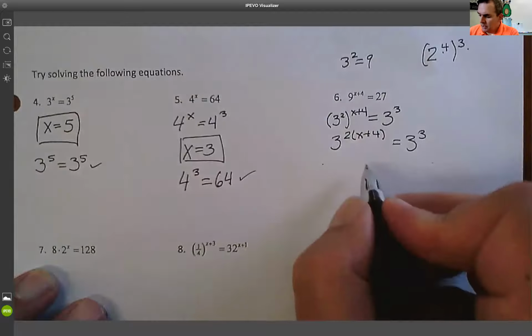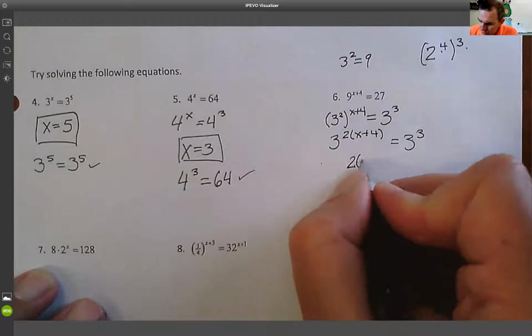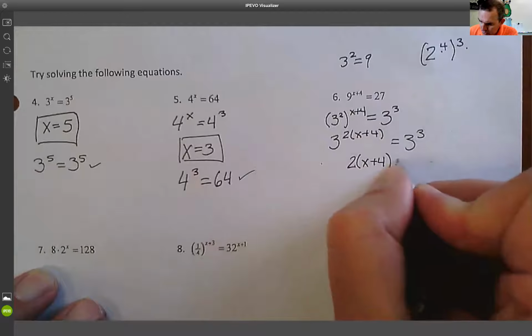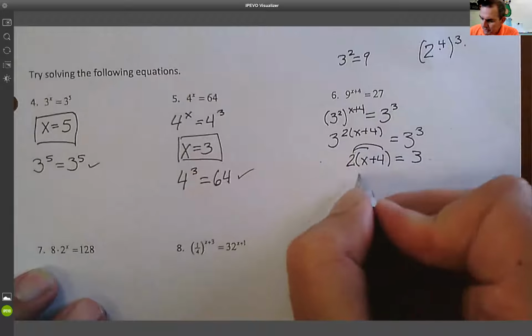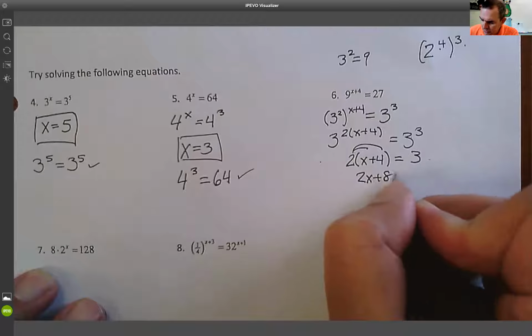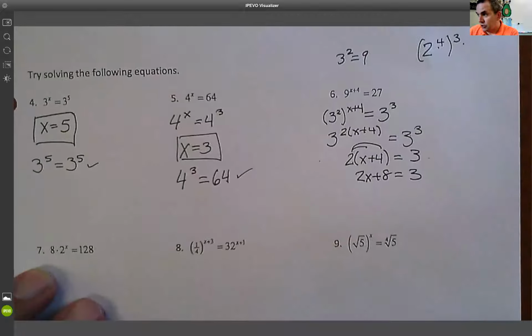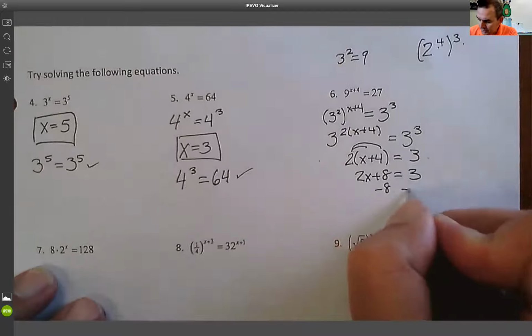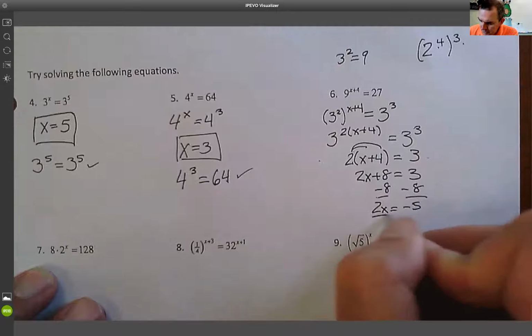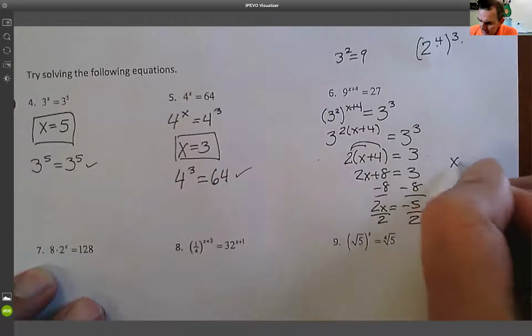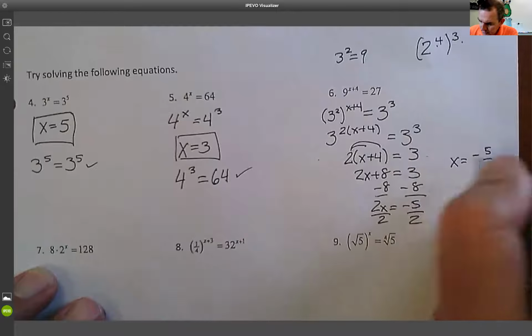Bases are the same, so I can set the exponents equal to one another. 2 times x plus 4 equals 3. Distribute the 2, so that becomes 2x plus 8 equals 3. Welcome back to Algebra 1, folks. Subtract 8 from both sides. 2x equals negative 5. Divide by 2, and we find out that x equals negative 5 halves.